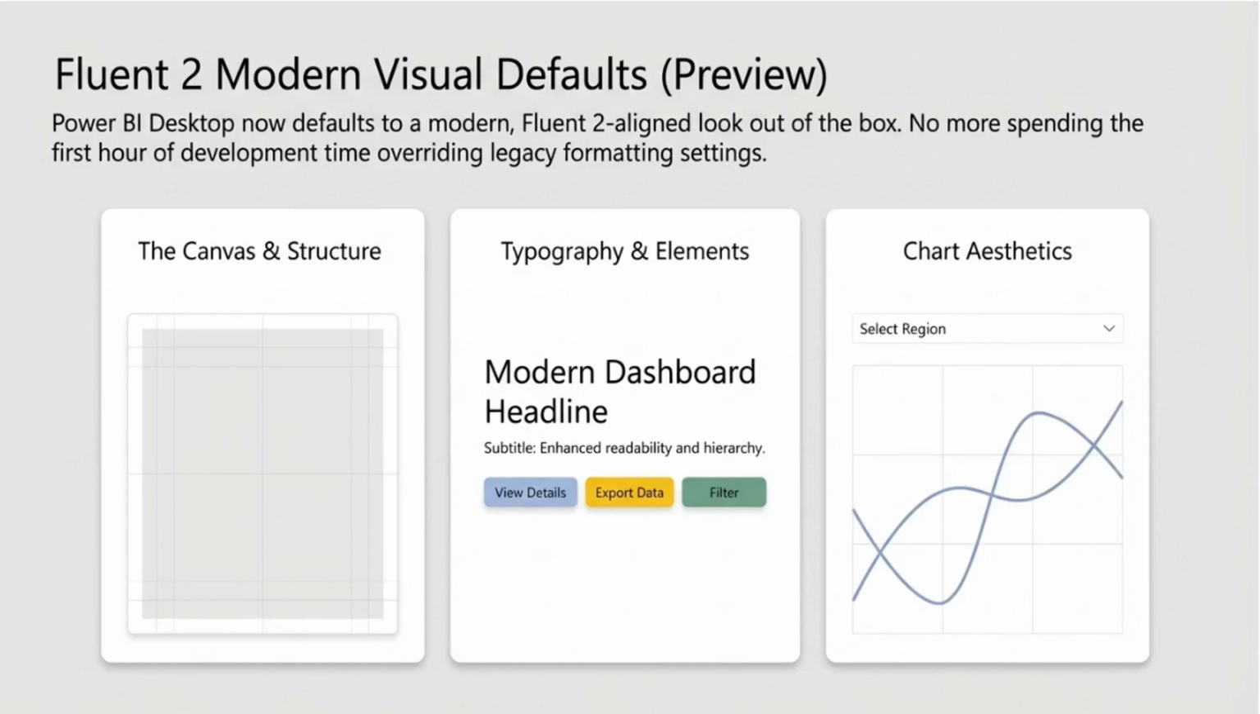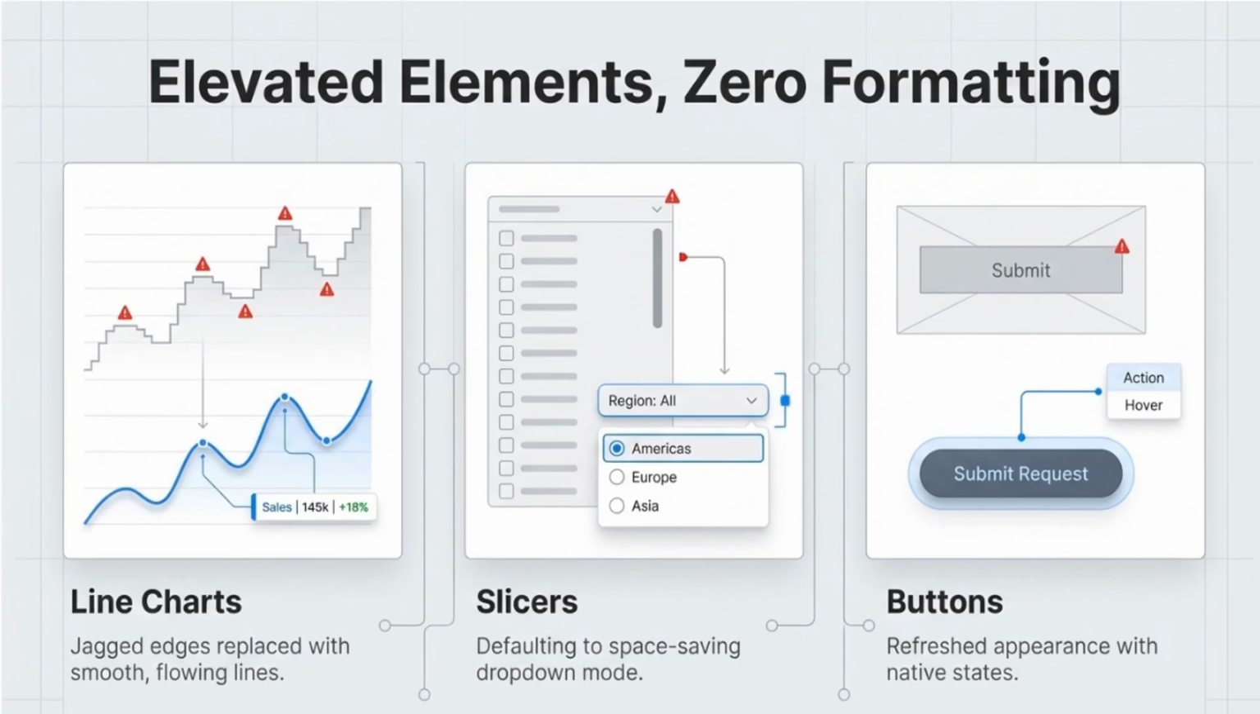The March 2026 Power BI update introduced an updated base theme with uniform padding, uniform styling, and a default canvas size of 1080 by 1920. Visuals display smoother lines, slicers default to drop down, and buttons feature a refreshing appearance without requiring manual formatting. In this video, I will show you a few things. Now let me switch to the demo.